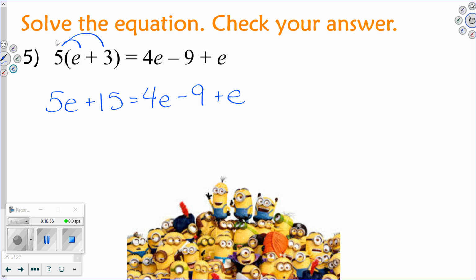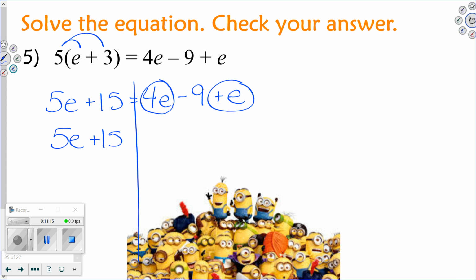All right, hold on. Slow down a minute. Let's wait for your classmates to catch up. Some of them hadn't even flipped the page yet. So always distribute first. Then we will collect our like terms. I got some like terms over here. So I have 5e plus 15. That's going to give me 5e minus 9.